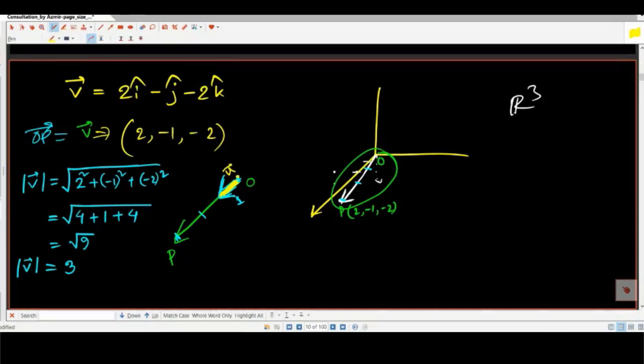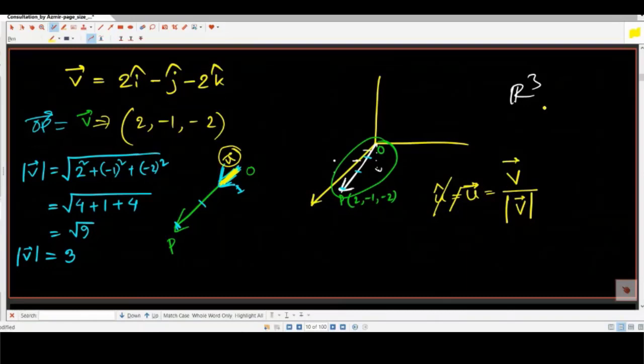So how can we find this new vector u whose length will be 1? That can be found this way: unit vector u equals this vector v divided by the length of that vector. Unit vector is also denoted as u hat. We can use any notation, either u hat or u with an arrow.